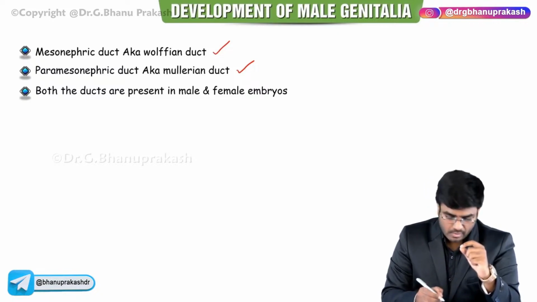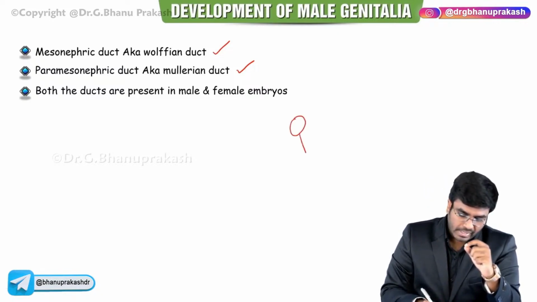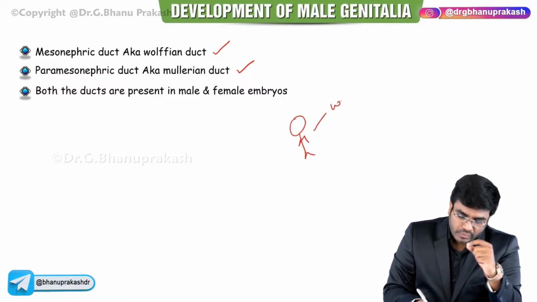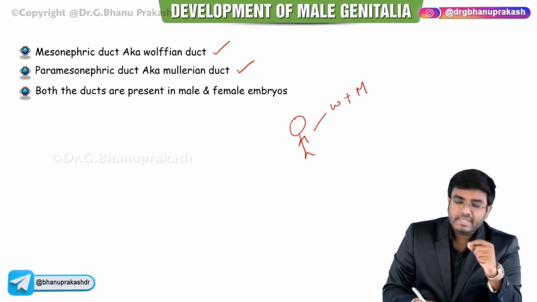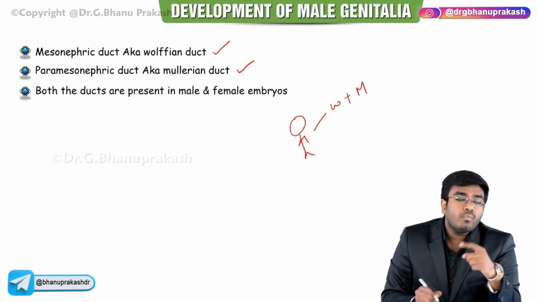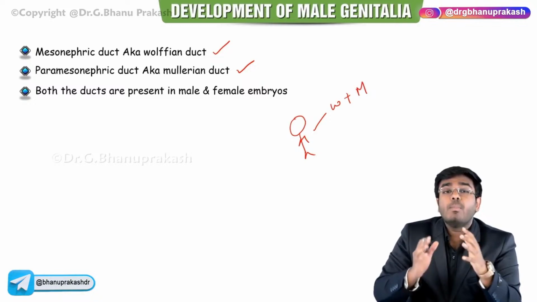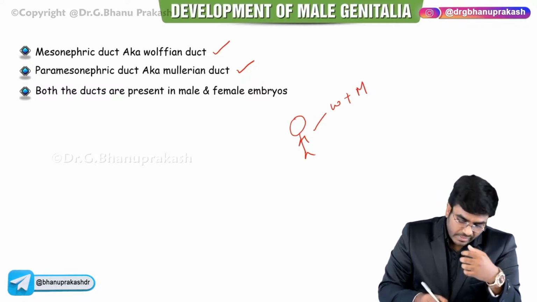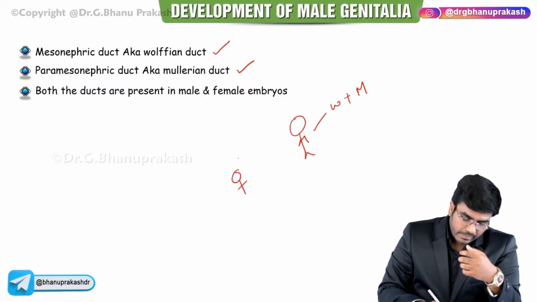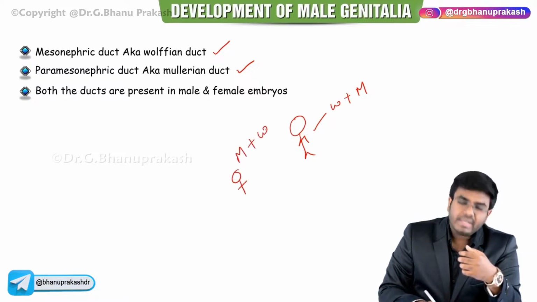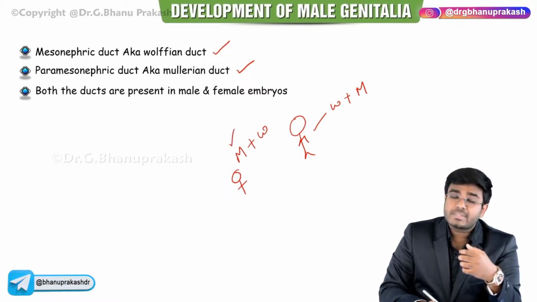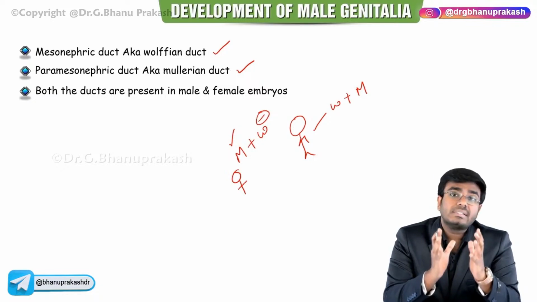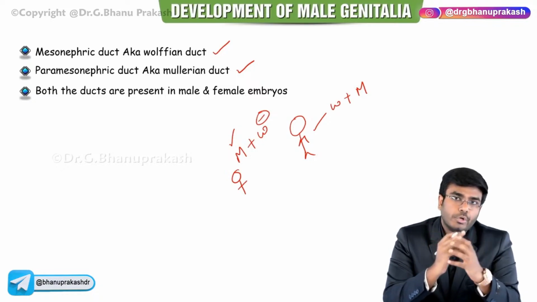What do I mean by that? For example, in a male embryo, there will be both Wolffian duct as well as Mullerian duct. But only the Wolffian duct is going to express. The Mullerian duct is going to regress. In the same way, even in a female embryo, there will be a Mullerian duct and Wolffian duct. Mullerian duct is going to express and Wolffian duct is going to regress. So these are some basic points you should know.